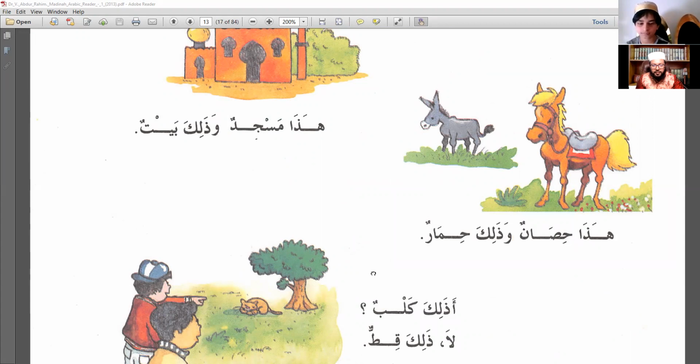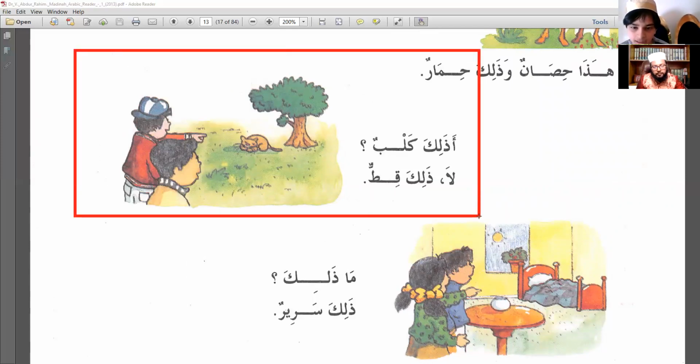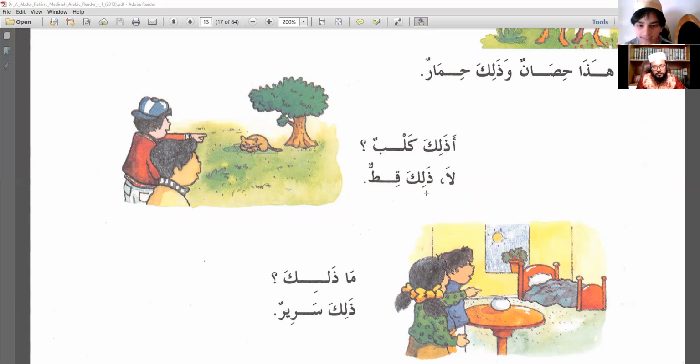Very good, mashallah. And look at this one. Adhalika qalbun? Is that a cat? No, kalbun means a dog. Is that a dog? Very good. La dhalika kittun. No, that is a cat. Yeah, cat or kitten, no problem. Okay, very good. MashaAllah, you said very well.